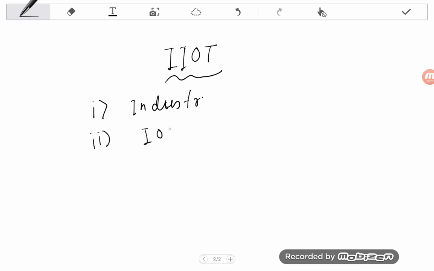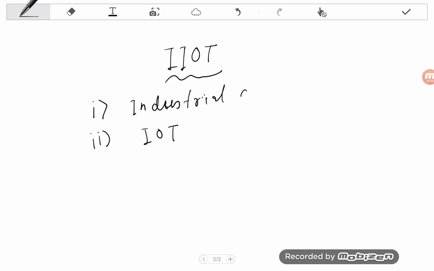This class, I want to tell you some examples of IIoT, examples of Industrial Internet of Things. So before giving an example of Industrial Internet of Things, I feel you should have some idea about industrial communication, and you should know something about IoT.